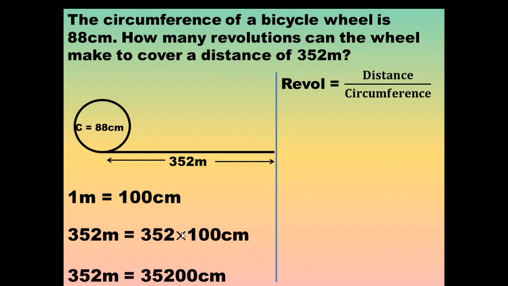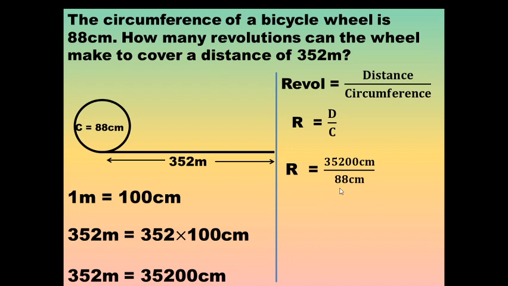Do we have the circumference of the wheel? Yes, it is 88 centimeters. So we shall substitute. In simple terms, R stands for the number of revolutions, D is for the distance, and C for circumference. After substitution, R, the revolution, equals 35,200 centimeters, the distance covered by the wheel, divided by the circumference, 88 centimeters.